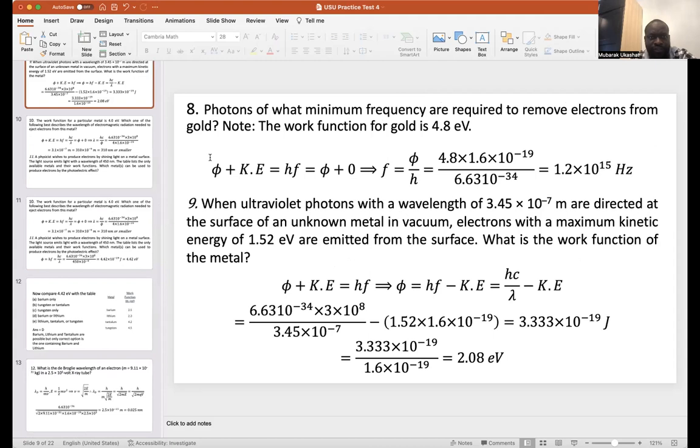Number 8 says: photons of what minimum frequency are required to remove electrons from gold? So the work function of gold is given. The photons have to have the frequency equivalent to the work function or greater.